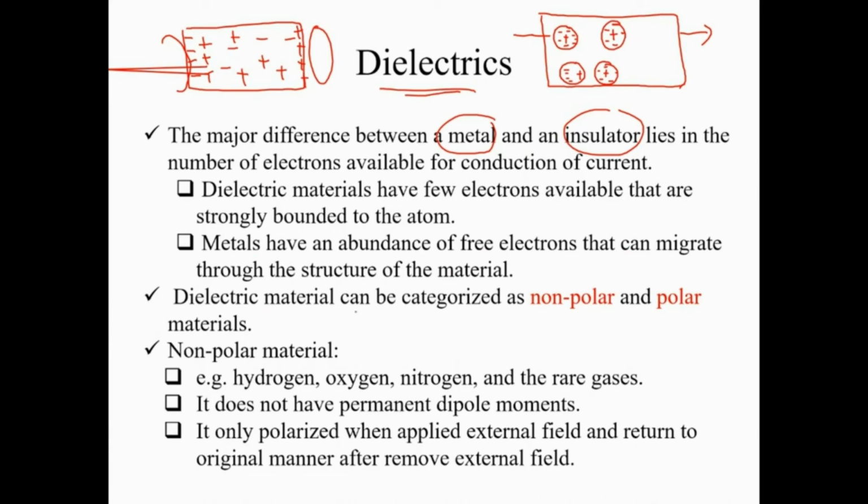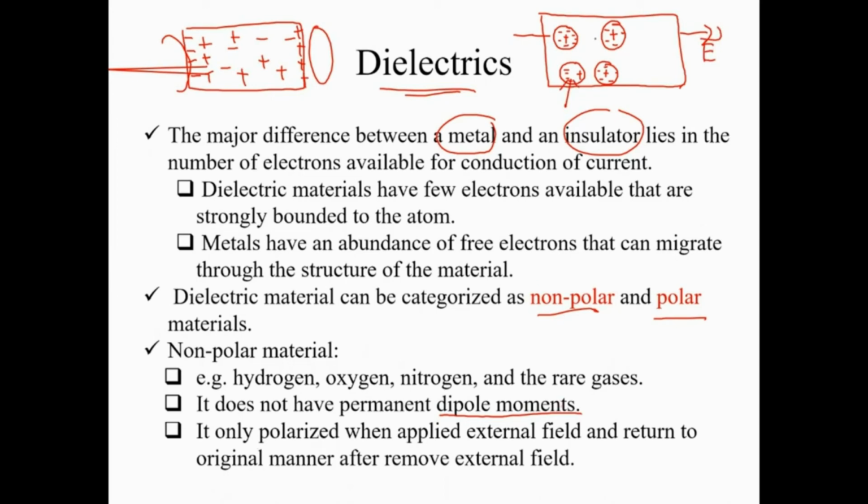Dielectric materials can be categorized into non-polar and polar. Examples of non-polar materials are hydrogen, oxygen, nitrogen, and some gases. They do not have permanent dipole moments. What is a dipole moment? When the atoms inside the dielectric are polarized when you apply the electric field, we call this a dipole moment.